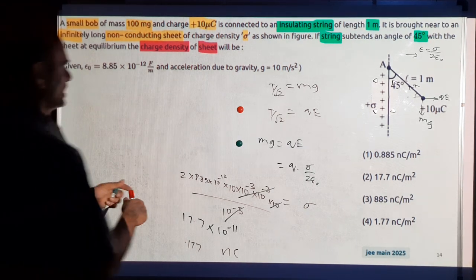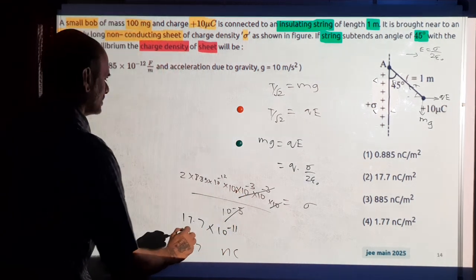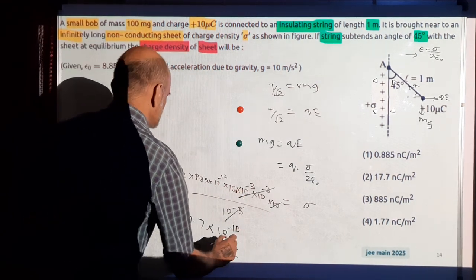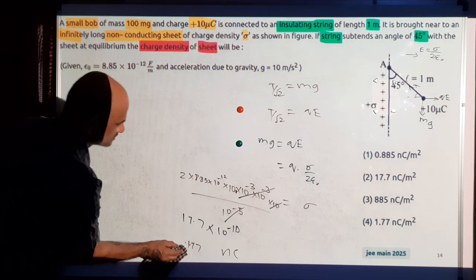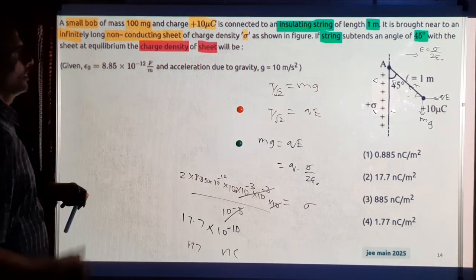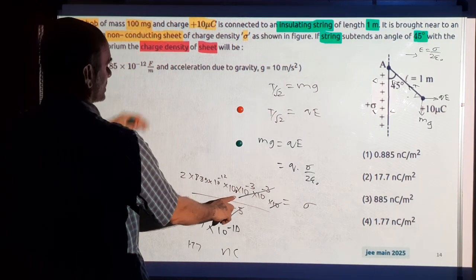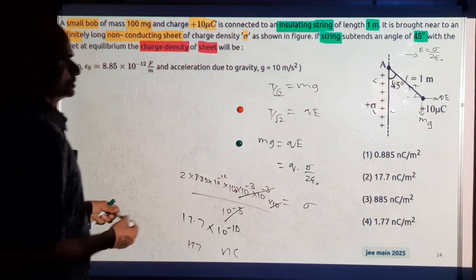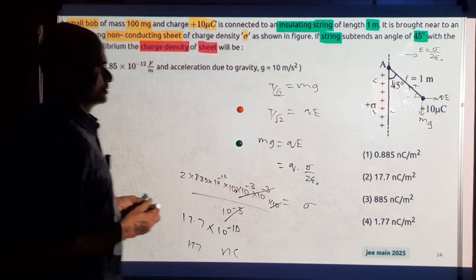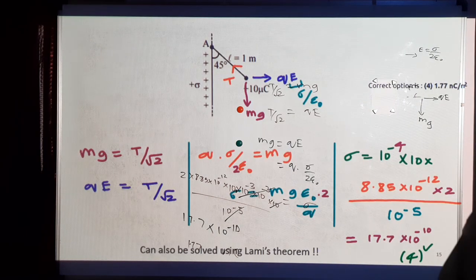Mass is 100 milligram, right? So there is 100 here. So this is 10 raised to 10. So it's 1.77 nanocoulombs. Mass is 100 milligram, so 100 milli to gram is 10 raised to minus 3, and then gram to kg is another 10 raised to minus 3. So option 4. 4 is the correct answer.